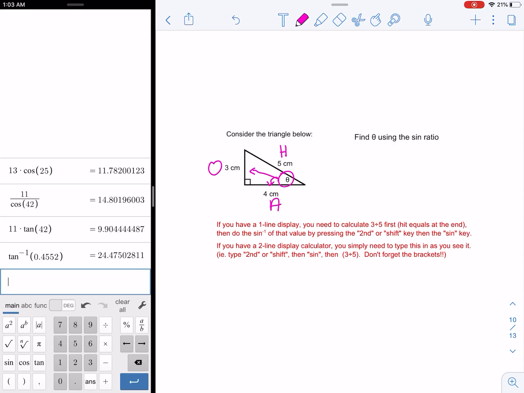If I'm using the sine ratio, again, SOHCAHTOA, sine of theta equals opposite over hypotenuse. So sine of theta, I still don't know what theta is, but I know that the opposite side is equal to 3, and I know that the hypotenuse is equal to 5.